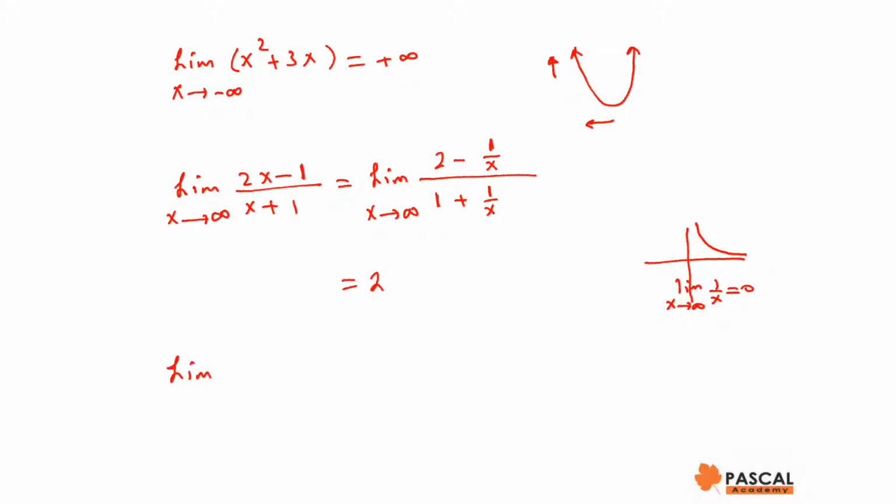Limit of 2 plus 1 over x plus 3 over x squared plus 5 over x cubed as x approaches infinity. If x is getting bigger and bigger, all these terms are getting smaller and smaller. In other words, when x approaches infinity, 1 over x, 3 over x squared, and 5 over x cubed are approaching 0. Therefore, the limit would be 2.